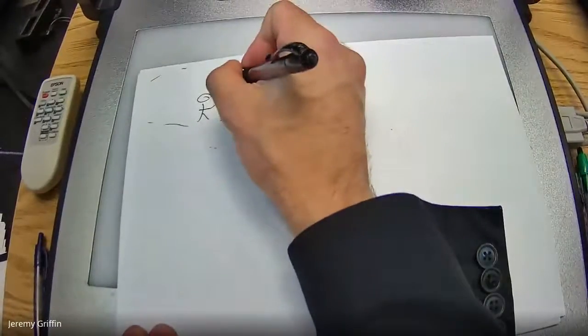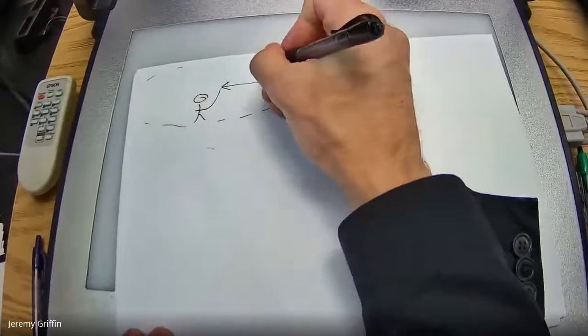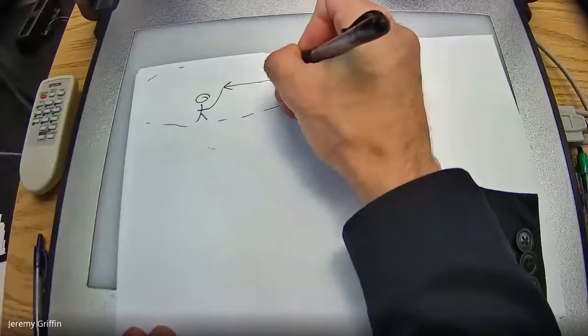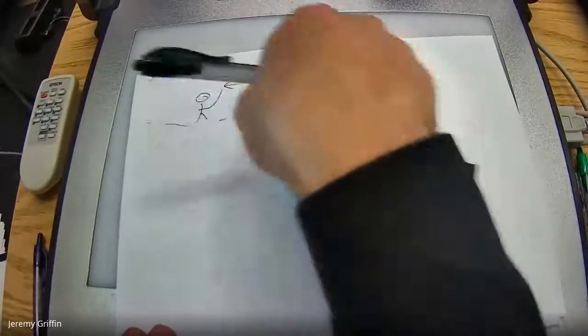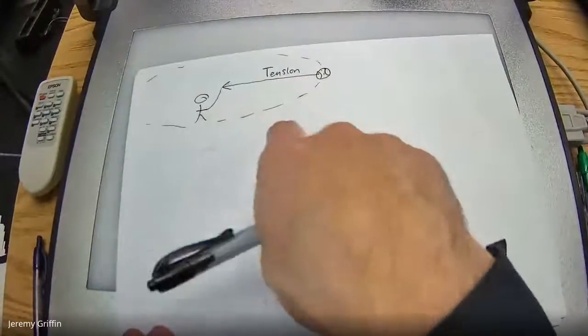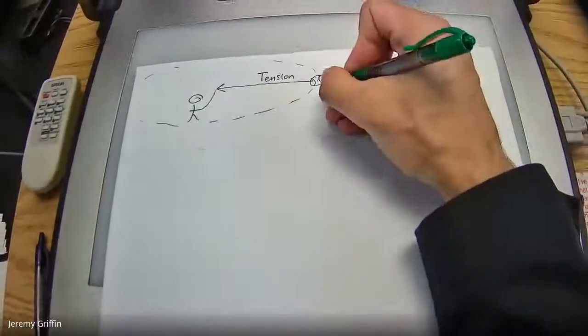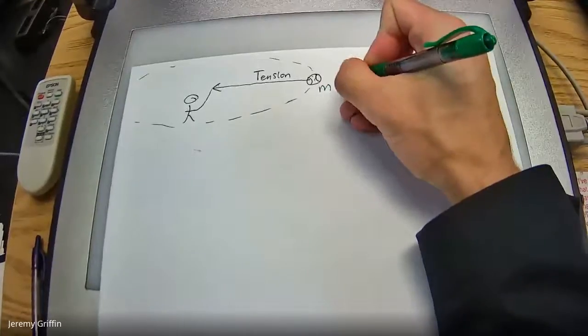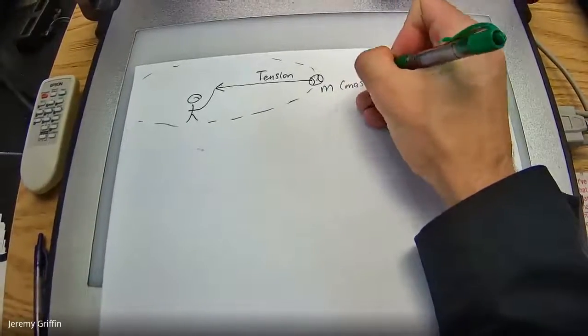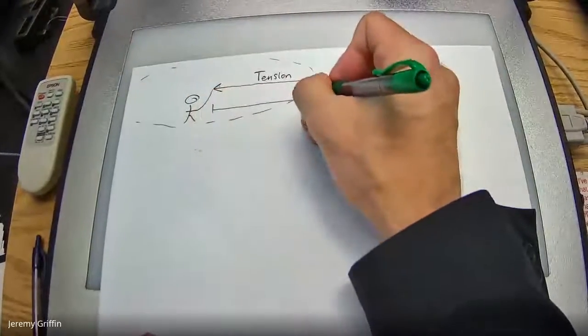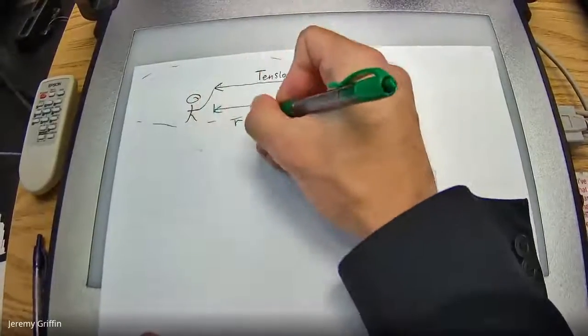Can you guys feel some tension in the string? T, tension. That's holding the baseball in orbit around your head, right? Do you think that tension has something to do with the mass of the baseball? Do you think it has something to do with this radial value?